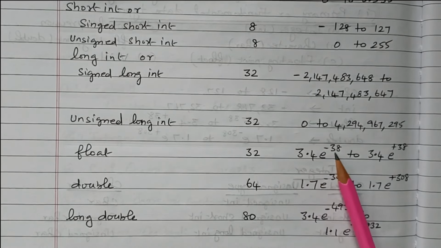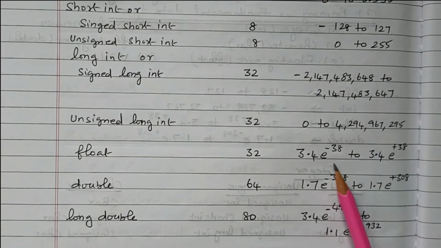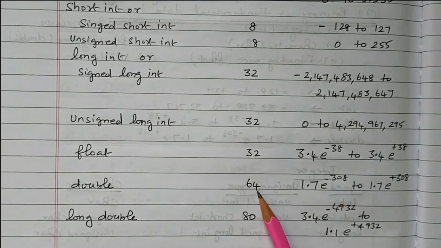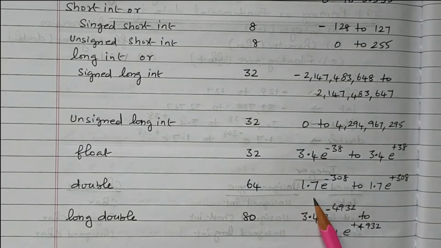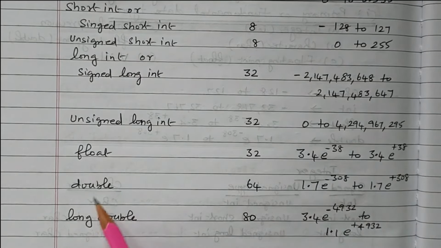3.4 e to the power minus 38 to 3.4 e to the power plus 38. In this range we can store. This is a float, meaning decimal points are available. Then double is 64-bit data, 2 to the power 64. So 1.7 e to the power minus 308 to 1.7 e to the power plus 308. This range of data can be stored if it is double.